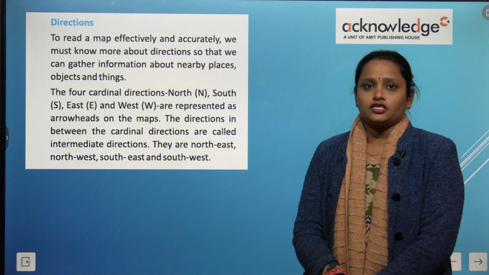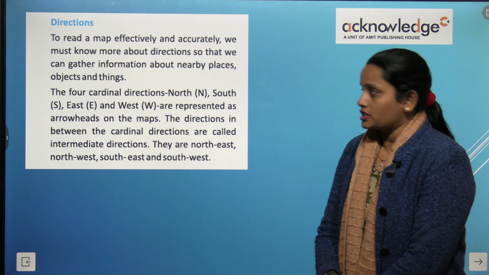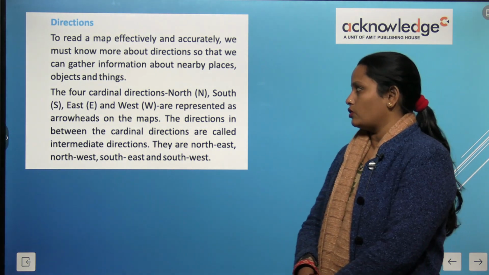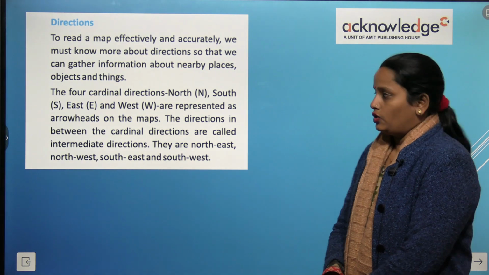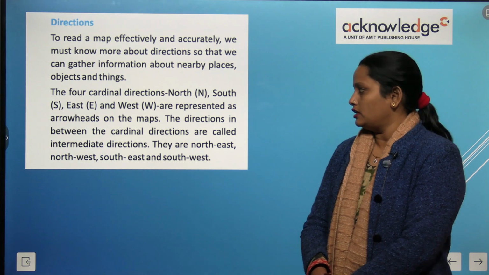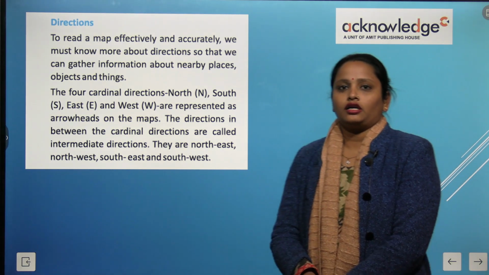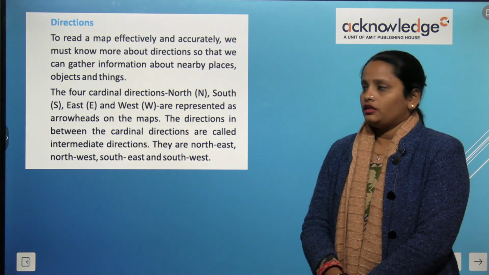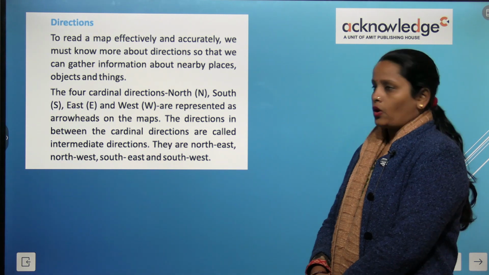The 4 cardinal directions are north, east, west, south. So 4 cardinal directions हैं और ये चारों हैं east, west, north and south. And they are represented as arrowheads on the map. मैप में arrowhead के रूप में ये लिखे हुए होते हैं. The directions in between the cardinal directions are also called intermediate directions. So cardinal directions के बीच में जो direction होते हैं उन्हें intermediate directions कहा जाता है. They are northeast, northwest, southeast, southwest.